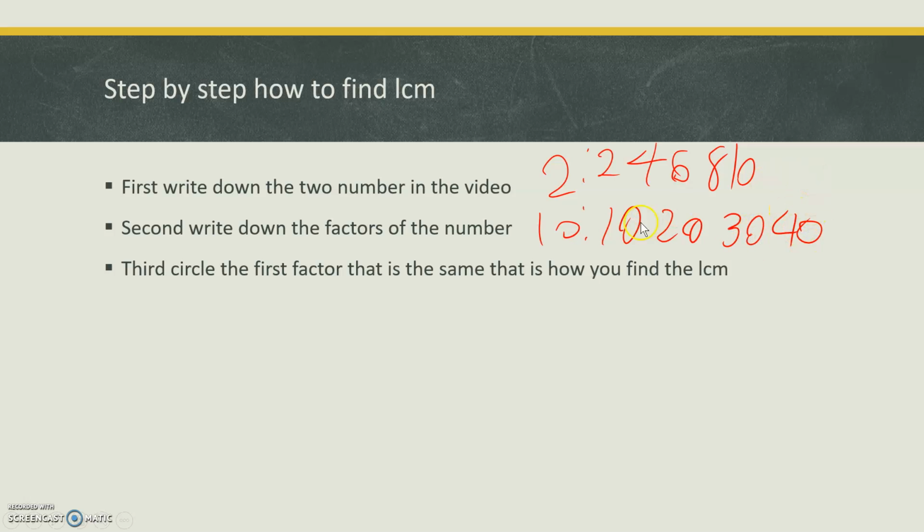Now, third, circle the first number that is the same. And the first one, remember, it's always the first one. It's no 2, it's no 20, no 4, no 6, no 8, and there's 10 in the list. So it's 10. In this scenario, 10 is the LCM.